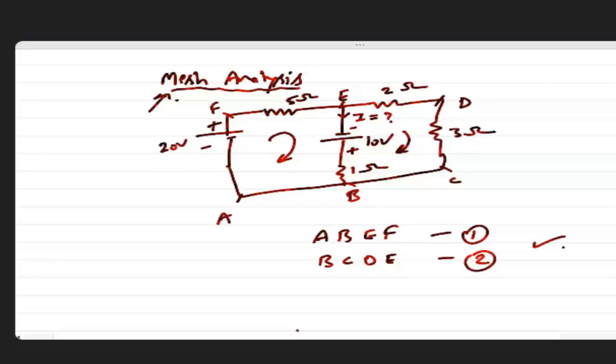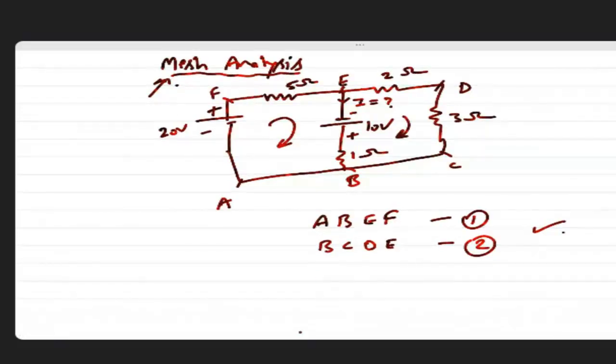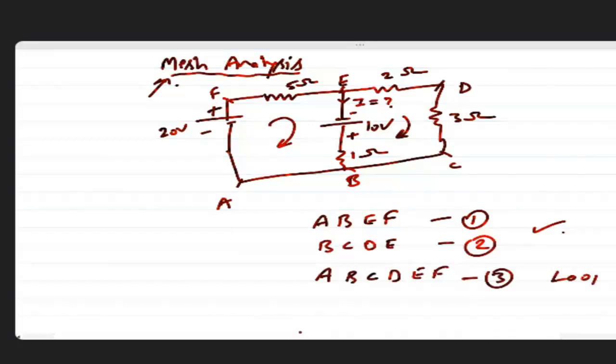But if I say there is one more closed path, that is A and, let's say, B, C, D, E, F, what will you say to this? You will say, sir, this is also a loop. But what is the difference between mesh and loop? Mesh is the smallest form of loop, and we have to apply mesh analysis.